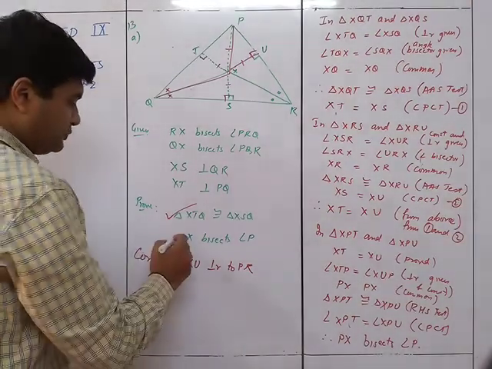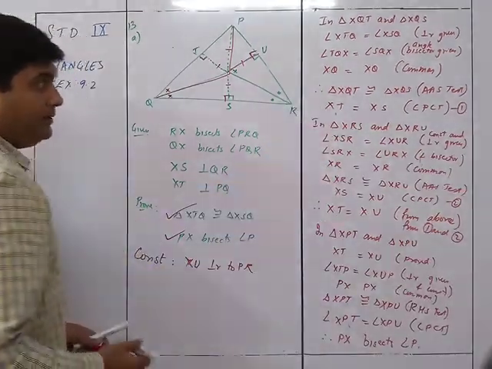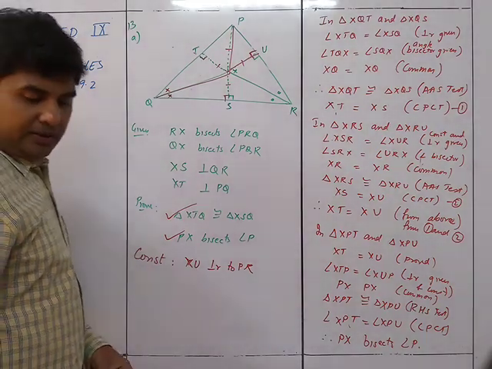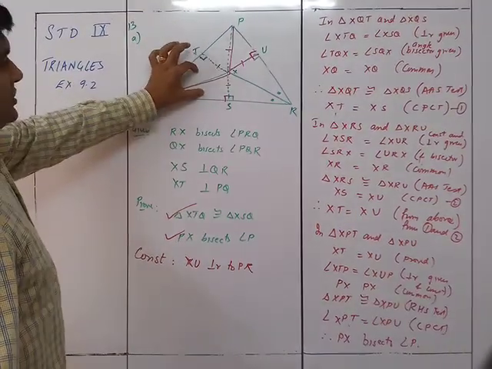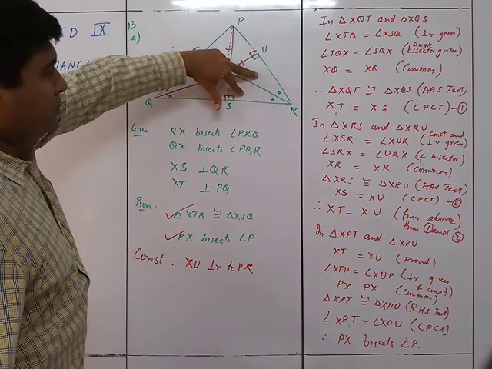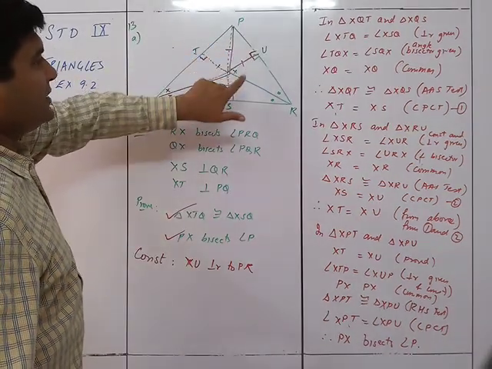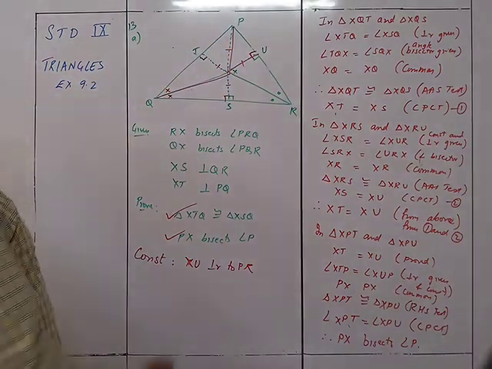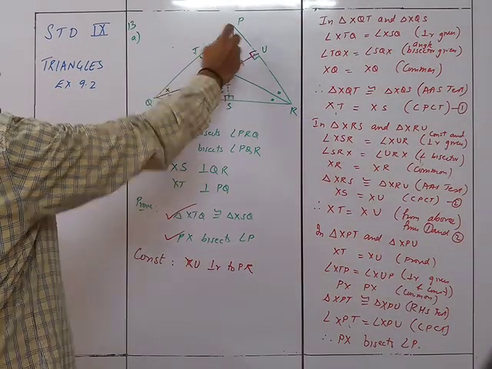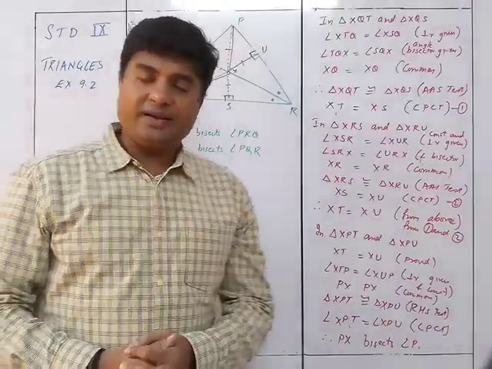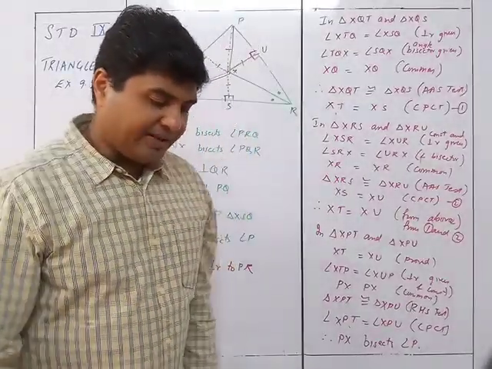Got it? For this part we had a long way to go because we cannot do anything directly here. Hence we first did these two triangles, then proved this and this equal, and then did these two triangles and proved them by RHS test. The triangles are equal, hence the angles are equal. Okay, this was sum number 13A. We'll continue in the next video.